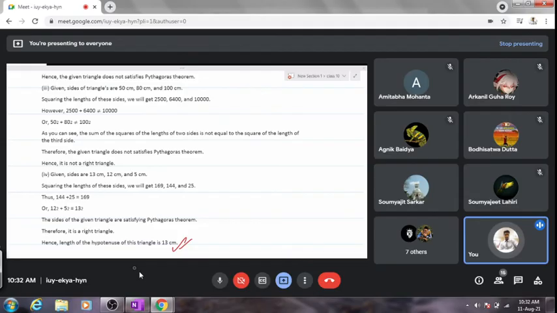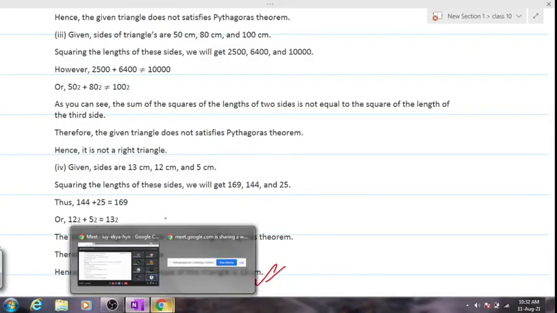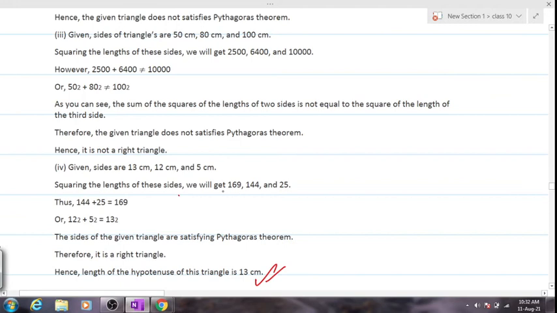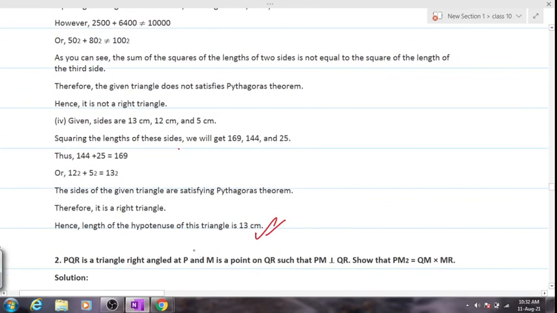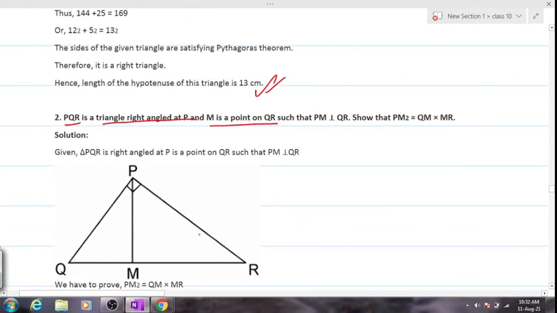Are these four numericals absolutely clear to everyone? Yes or no? Yes, sir. Now can we move on to the second numerical for today? Now how many want to try this numerical? PQR is a right angle triangle at P and M is a point on QR such that PM is perpendicular to QR. Is this numerical clear?